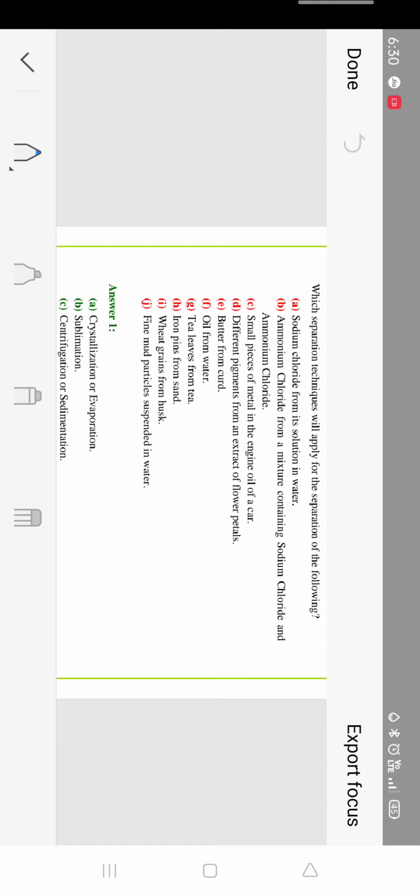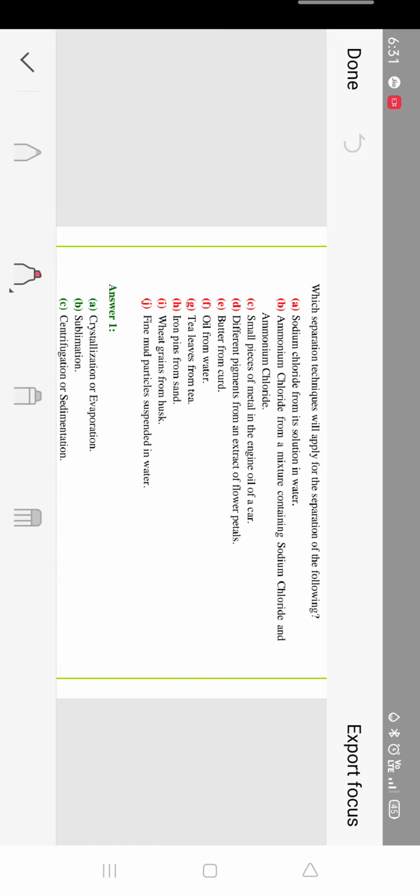Next is ammonium chloride from a mixture containing sodium chloride and ammonium chloride. You have to extract the ammonium chloride from the mixture of sodium chloride and ammonium chloride. Now, which technique will you use? Student, you know ammonium chloride is a volatile substance. So by the sublimation technique, only the sublimation technique, we can separate the ammonium chloride.